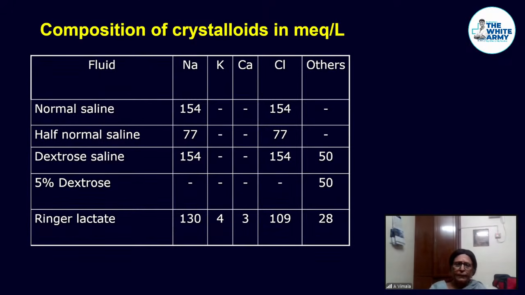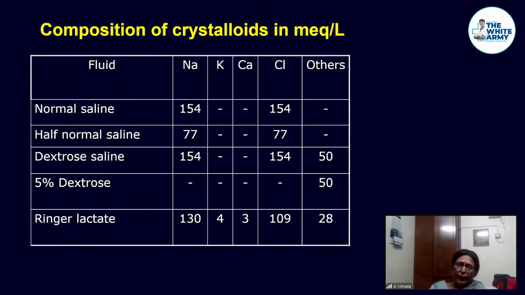If you look at half normal saline, it's just half of normal saline: 77 milliequivalents of sodium, 77 milliequivalents of chloride, and nothing else. Dextrosaline also contains sodium and chloride like normal saline. The only difference is 5% dextrose will contain 50 grams of glucose per liter. That is, 100 ml is 5 gram, so 1000 ml will be 50 gram.